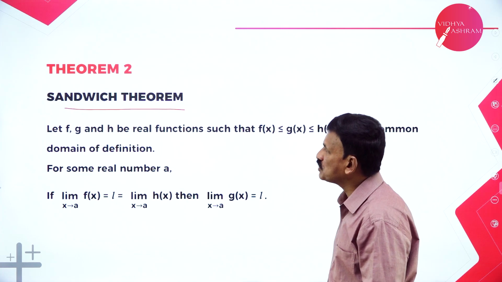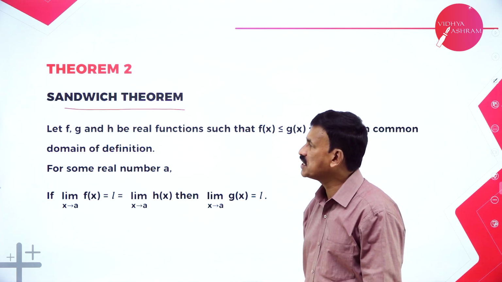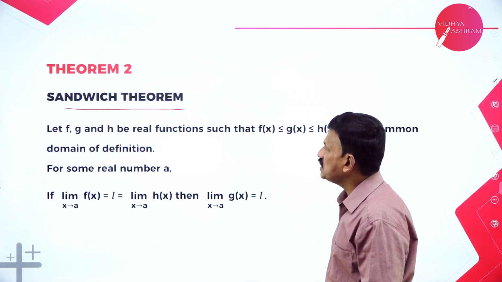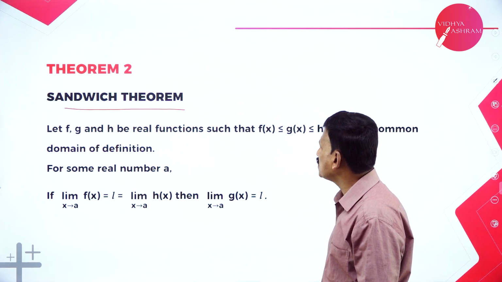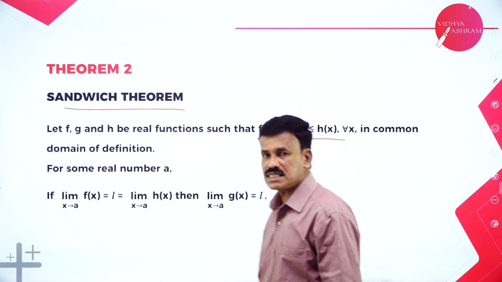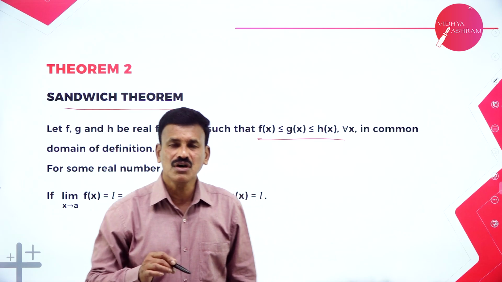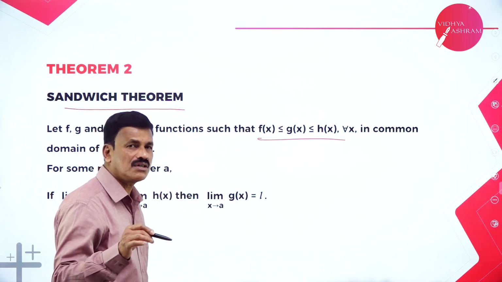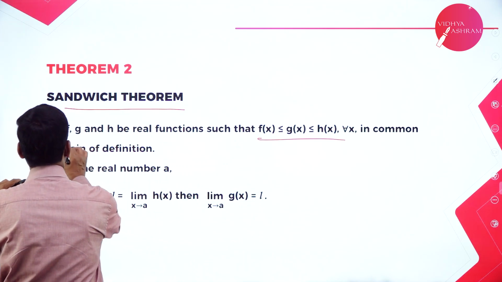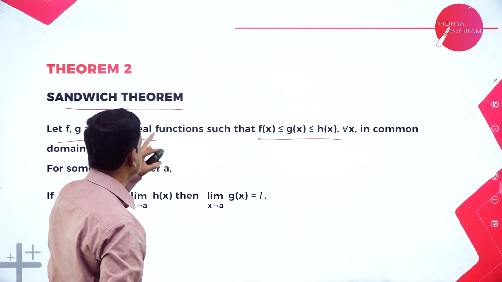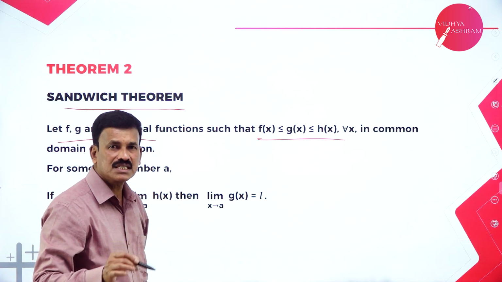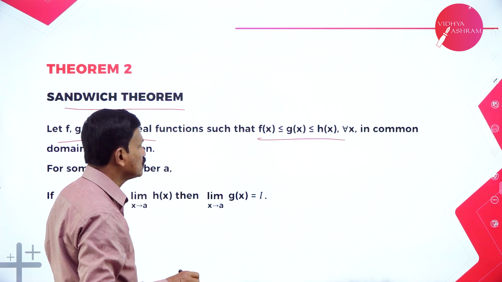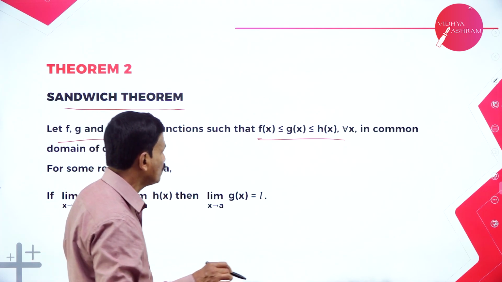Now what is theorem number 2? That is called the sandwich theorem. Let f, g and h be real functions such that f of x is less than or equal to g of x, which is less than or equal to h of x, for all x in the common domain of the definition.